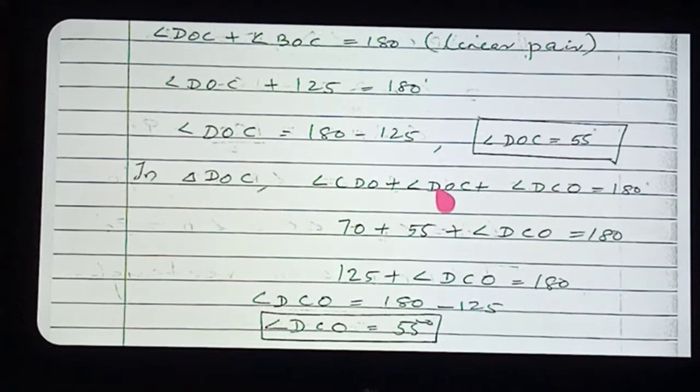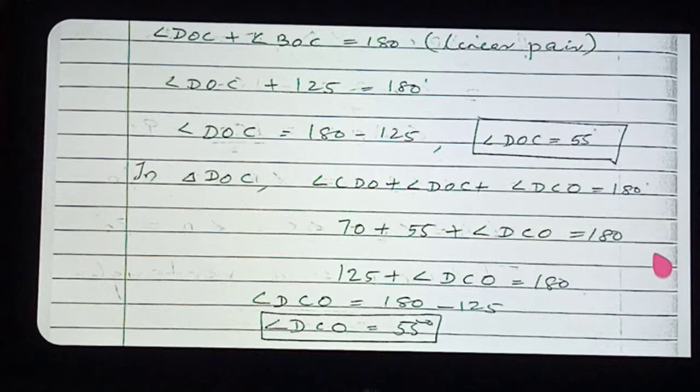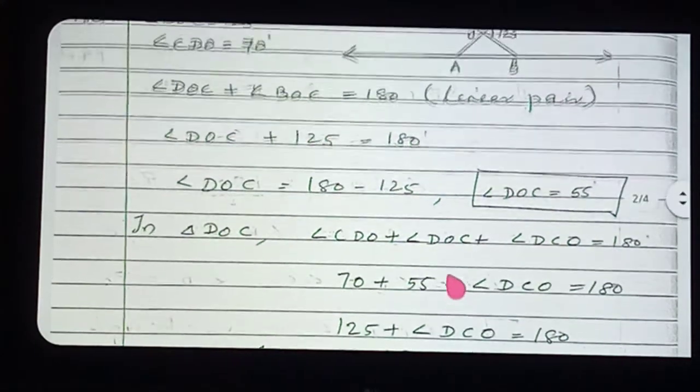CDO plus DOC plus DCO is equal to 180. CDO you already know is 70, and DOC we found as 55, and plus DCO is equal to 180. Same method. So DCO, how much did you get? 180 minus 125, you got 55. DCO also you got as 55. Now you can go to the question.